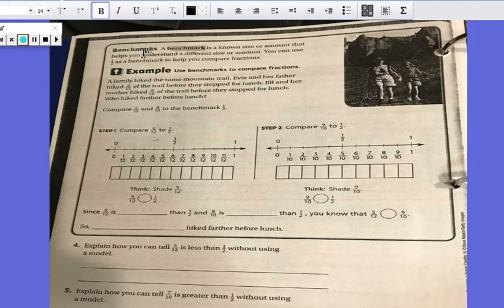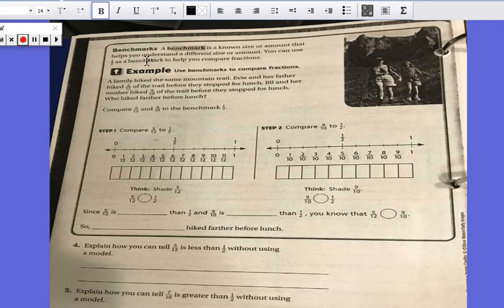So for example, a family hiked the same mountain trail. Evie and her father hiked, I have to look at my book, 5/12 of the trail before they stopped for lunch. Jill and her mother hiked 9/10 of the trail before they stopped for lunch. Who hiked farther before lunch? So basically, we're trying to compare 5/12 and 9/10 to our benchmark of a half.